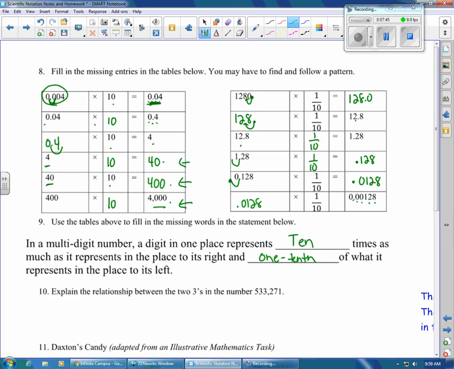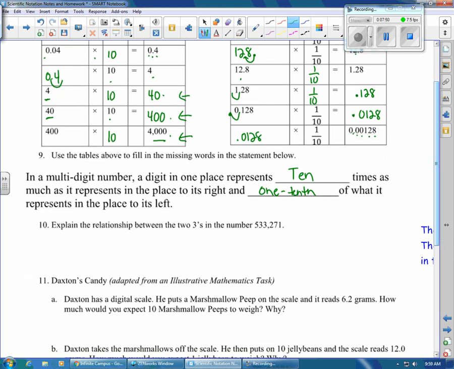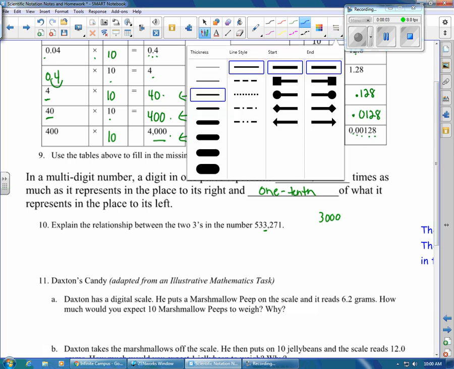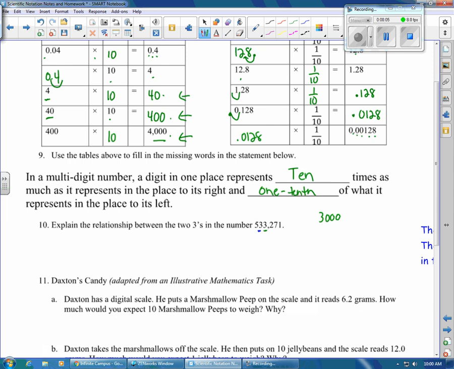So let's look at number 10. Explain the relationship between the two threes in the number 533,271. So 1 3 is in the thousands place. That represents 3,000. The other 3, I should probably switch colors here so that you can see that I'm switching to the other 3. The other 3 is 30,000. So we want to know the relationship between these two numbers other than they're right next to each other.